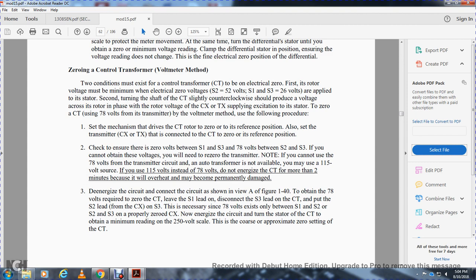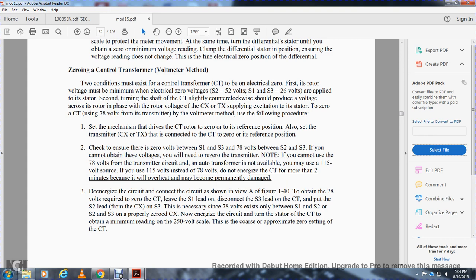Set up the mechanism of the drive with the control transformer rotor at the zero reference point position. Also set the control transmitter, torque transmitter connected to the control transformer, to zero at the reference position. Check to ensure zero volts between stator 1 and stator 3, and 78 volts between stator 2 and stator 3. If you cannot determine the voltage, you will need to re-zero the transmitter.